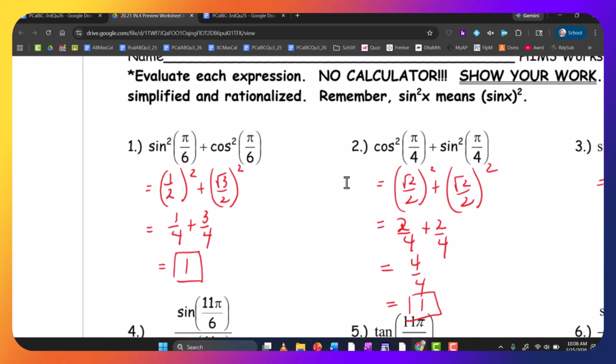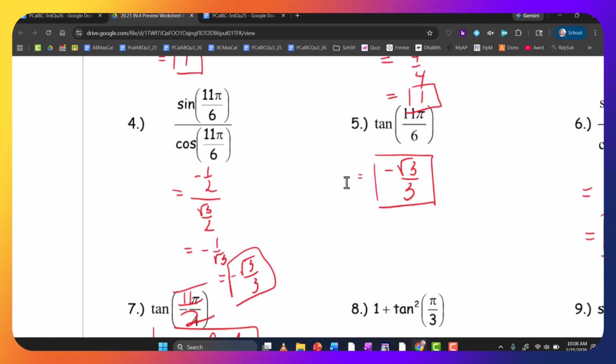We've had to evaluate. It was a walk around board when we had inequalities. How do I do sine squared of pi over 6? You sine it, then you square it. So that's what you see here. You see the sine of pi over 6, which is a half, then you square it.